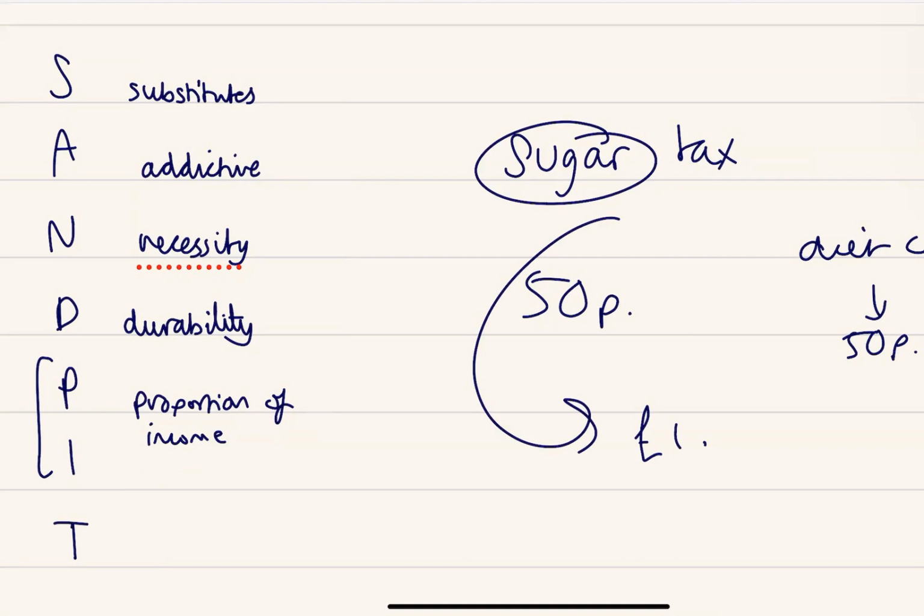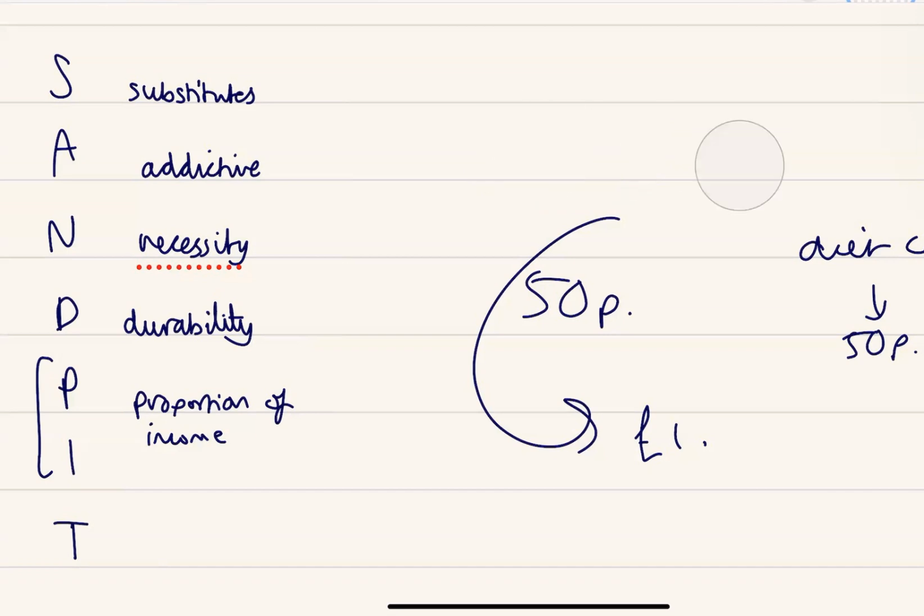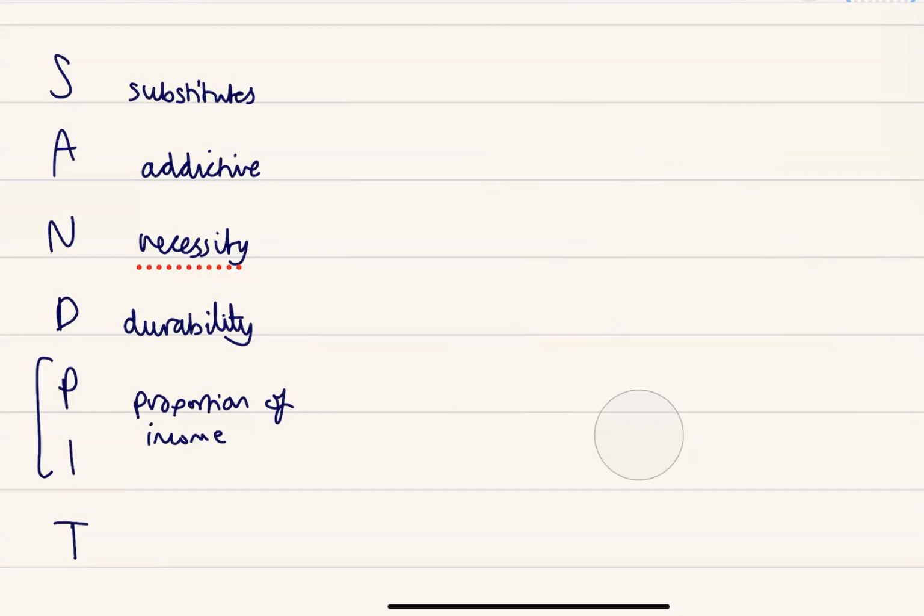We're going to learn about that separately, but again, people still buy the Coke. It doesn't matter because it's a big increase in price, but it's a small proportion of your income. So the 50p doesn't hurt someone's budget that much. Therefore, we would say that's inelastic. So you could say Coke is addictive and a small proportion of your income.